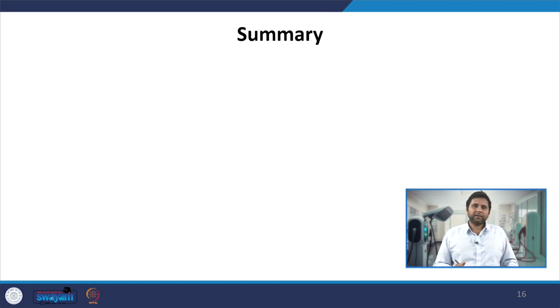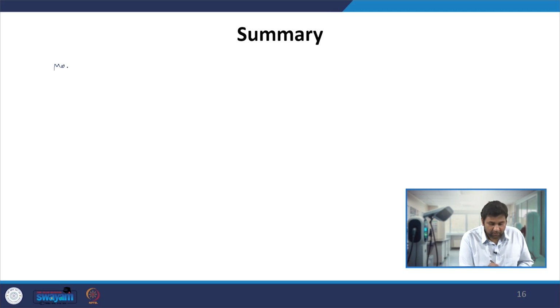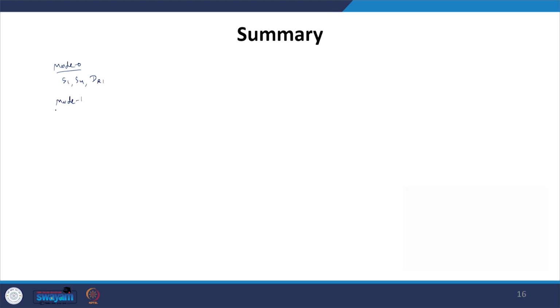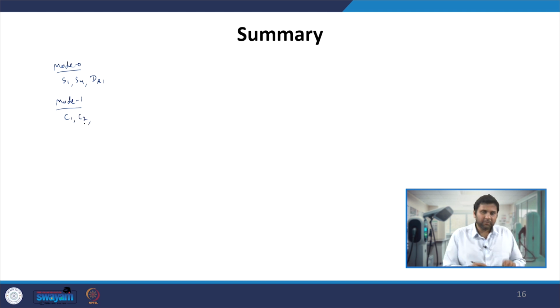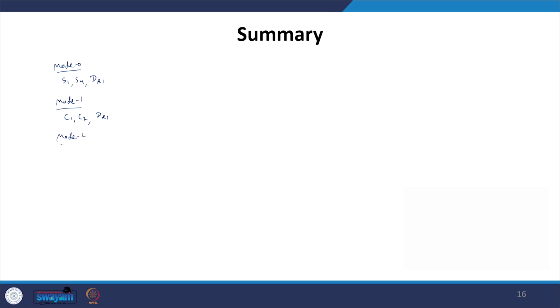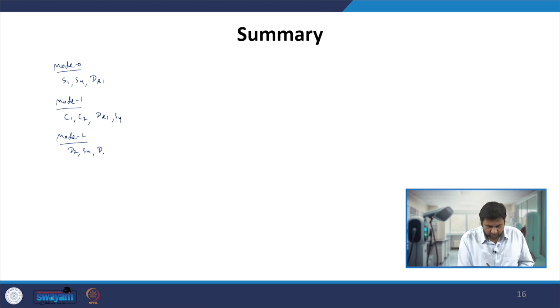And if we try to find the summary, in mode 0 we have the S1 switch and S4 switch, and DR1 is conducting. In mode 1, you have removed the pulse from the S4 switch, so you now have the C1 and C2 capacitances from the leading leg coming into the picture, and DR1 will still be in conduction. In mode 2, we can write it is D2. Again here my S4 switch is still there, and DR1 is there.